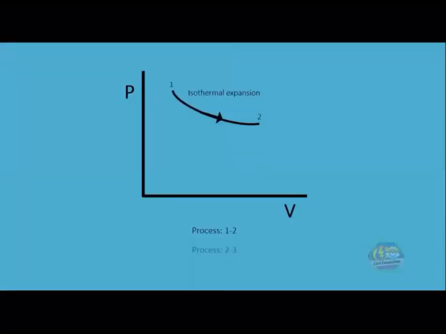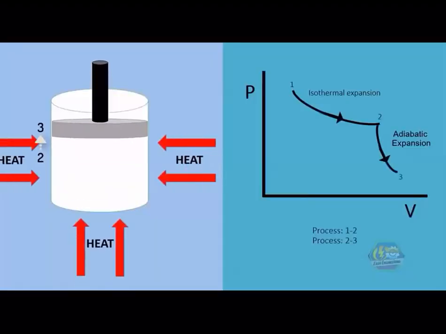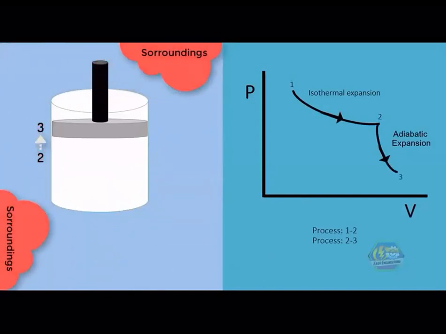Now next, process 2 to 3, which is called an adiabatic expansion. Adiabatic in thermodynamics means that there is no heat transfer between surroundings and your system, or to put it simply, all change in temperature is contained within the system, which as a result makes the entropy zero. On this process, our volume increases and pressure decreases.